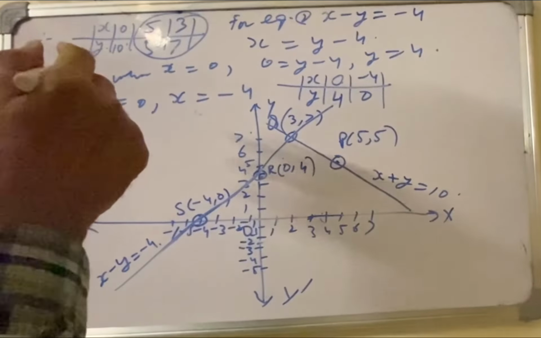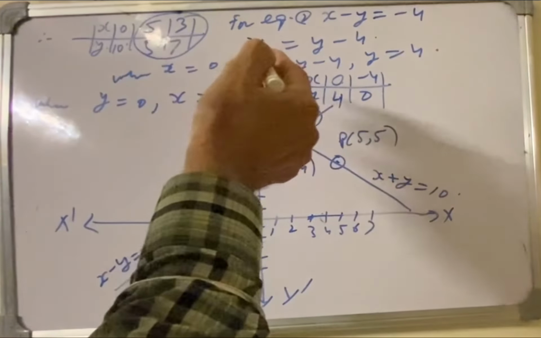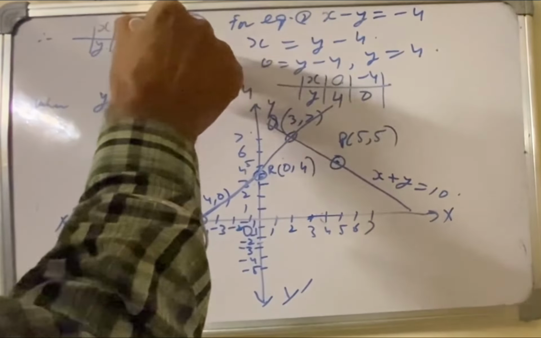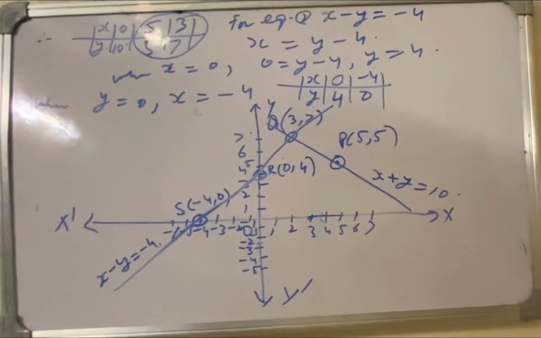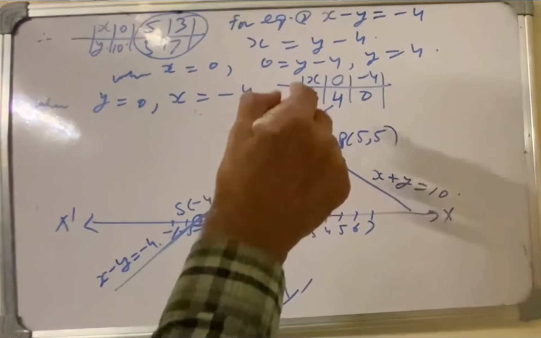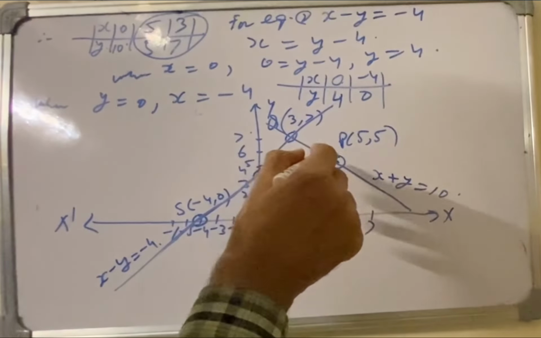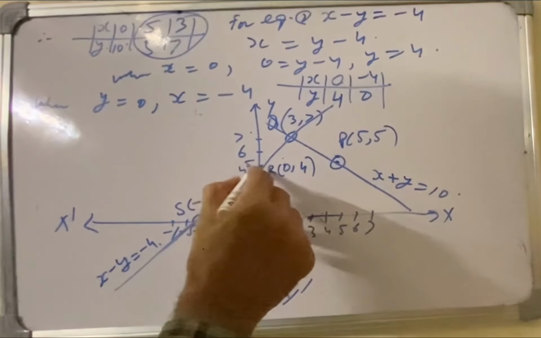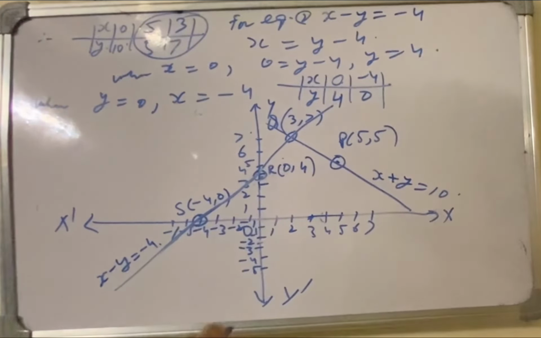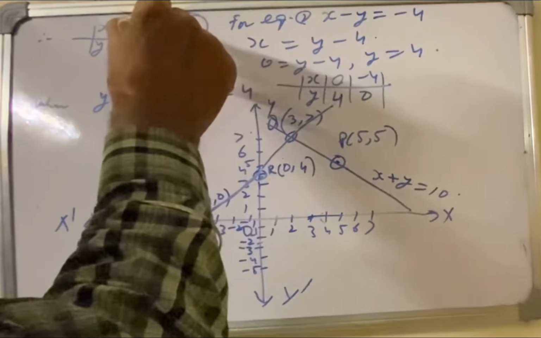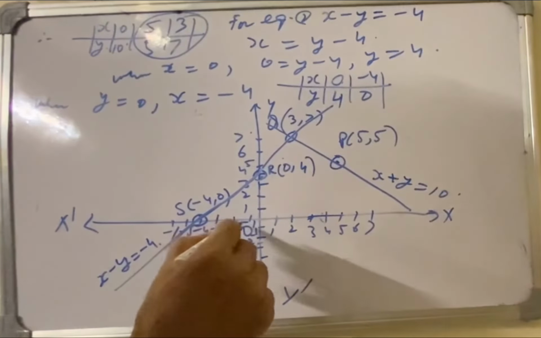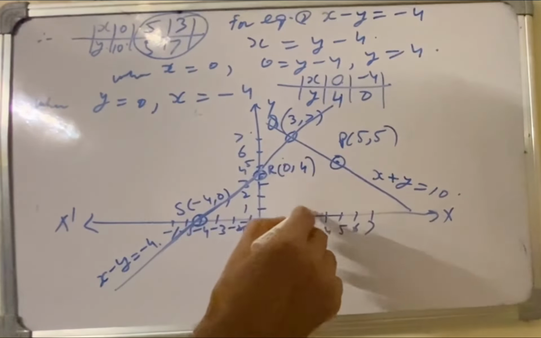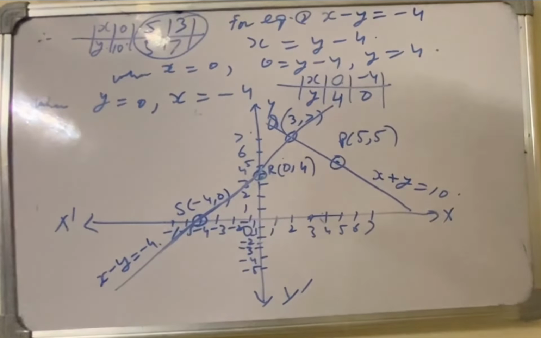Then the highest value for x is 5, and for y we can take any two values, 7. Therefore, we shall draw this point P. P is (5, 5), x 5, y 5. Then Q is x 3, y 7. x 3 is this, y 7 is this, so we can go in this way and this way. So they will intersect at this point.